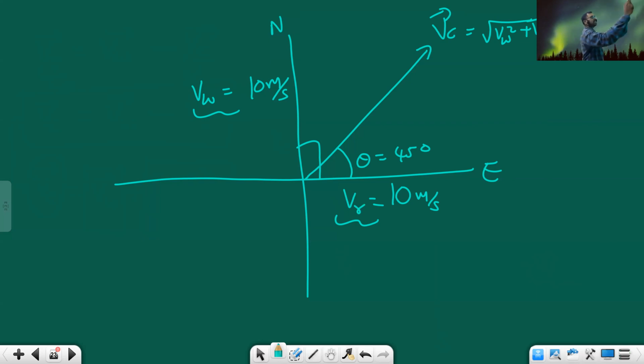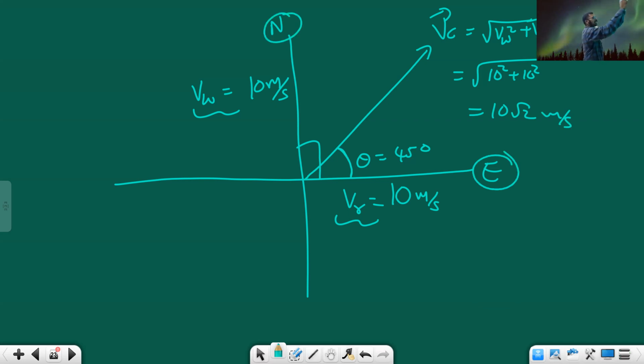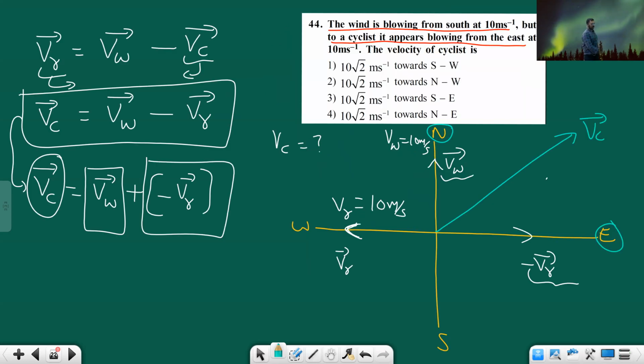From this information, I can write square root of 10 square plus 10 square, which is nothing but 10 root 2 meter per second. Exactly at the bisector. Here this is north, this is east. Exactly in between north and east means northeast. Is it clear, Beta? Yes, sir. So my answer is 10 root 2 meter per second towards northeast. The cyclist is traveling in that direction.